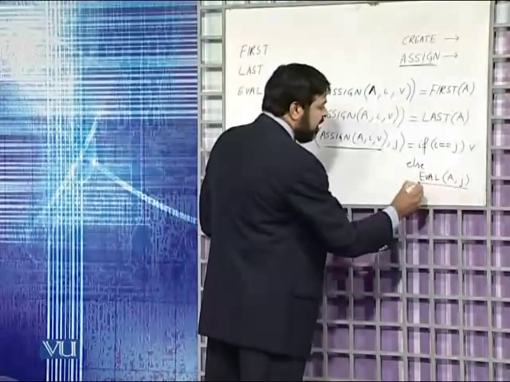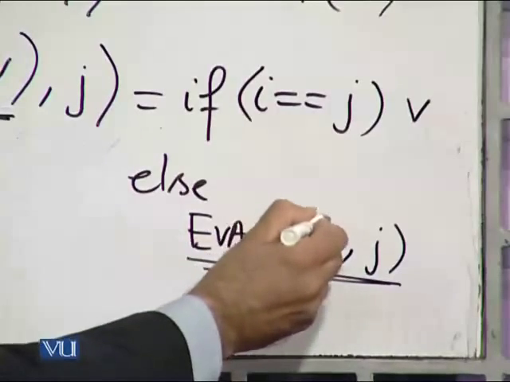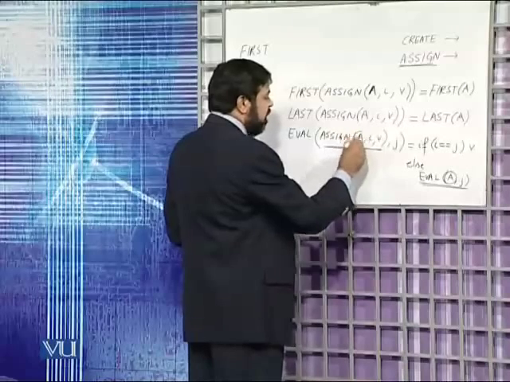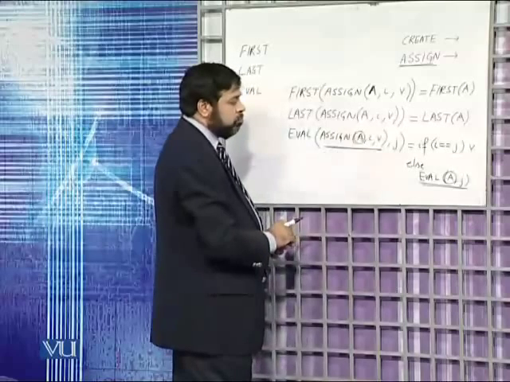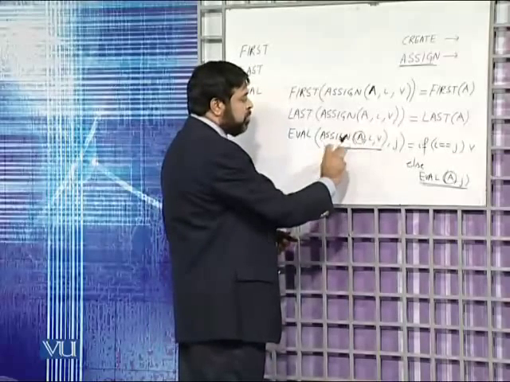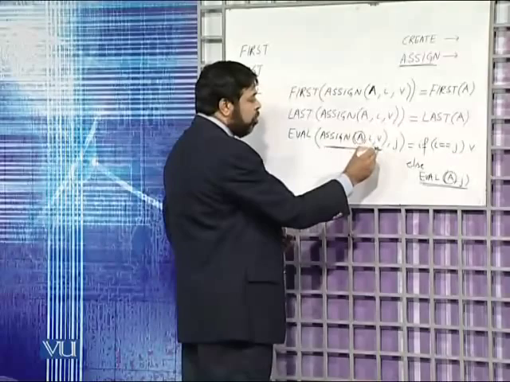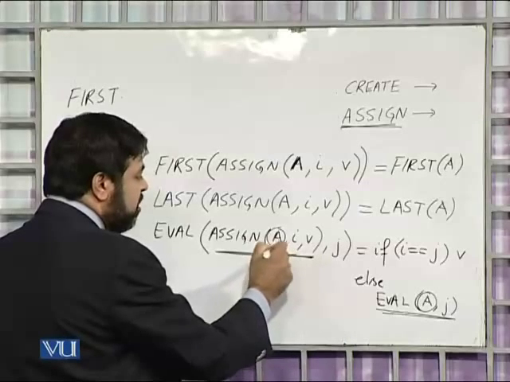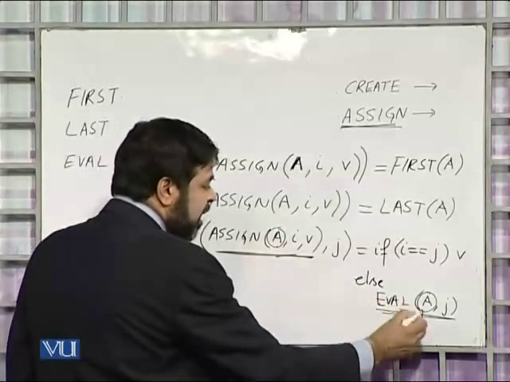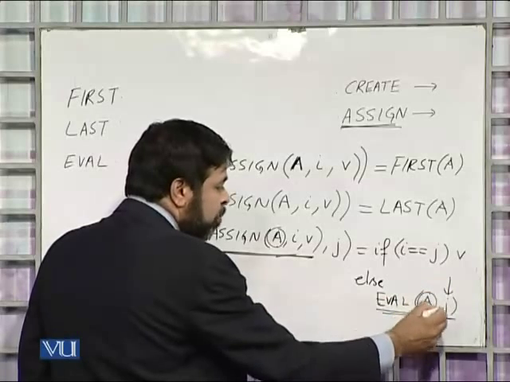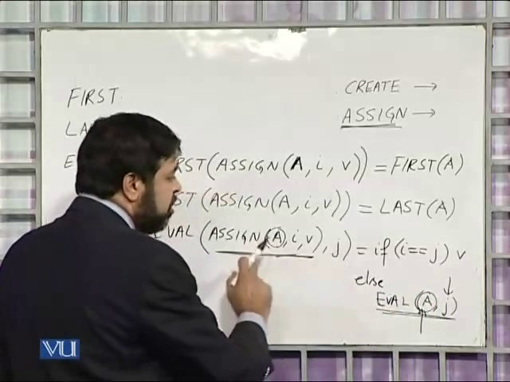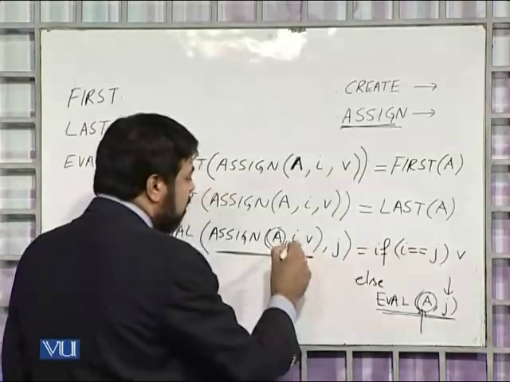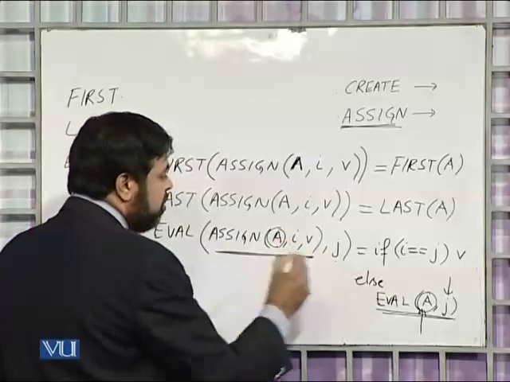So this eval aj means this a is the same as this old array that has been passed to this assign. So before this assignment, whatever that array was, whatever the value present at this jth index, it is the same value in case this i and j are not the same.